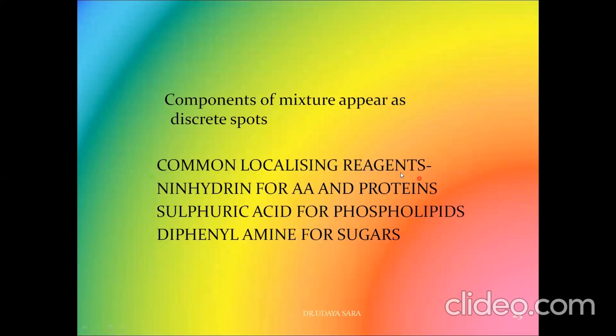The common locating reagent for the detection of amino acids and proteins is ninhydrin. For phospholipids, it is sulfuric acid, and for carbohydrates, it is diphenylamine. So they appear as discrete spots. This is how it looks. Each of the components moves differently. They are partitioned between the mobile phase and the stationary phase, and the distance traveled by each substance is different.